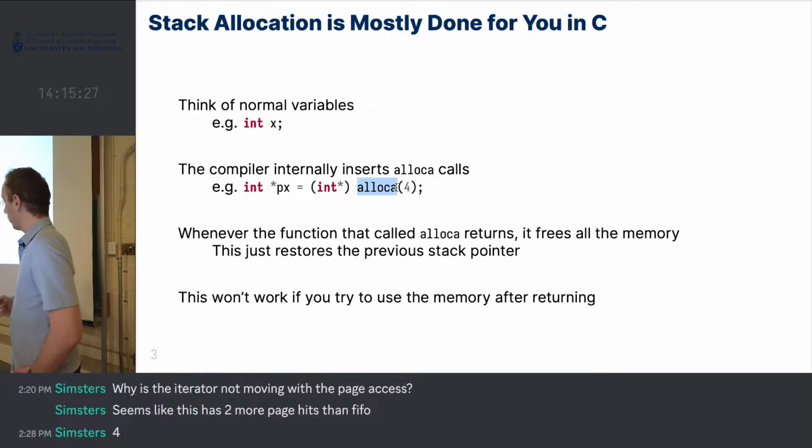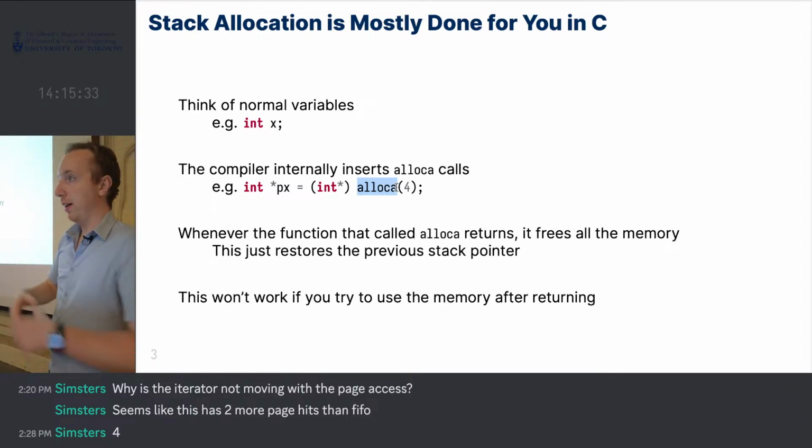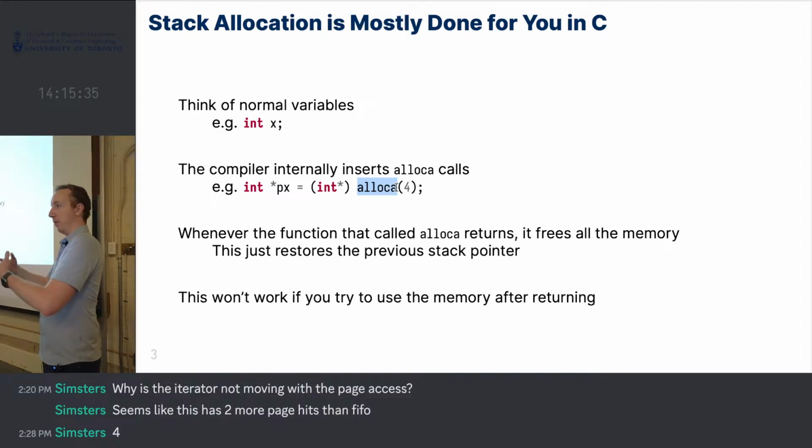Yep. Can you just explain that last line? This won't work if you try to use the memory after returning. Yeah, so if I allocate it on the stack, well, that's valid only for this function. If this function ends, it essentially just resets the stack pointer, and all that memory is freed. So it's just in the scope of the function, like we learned before.